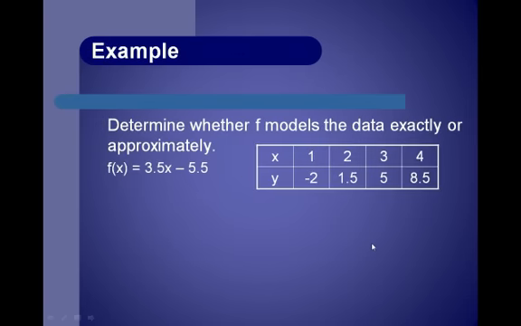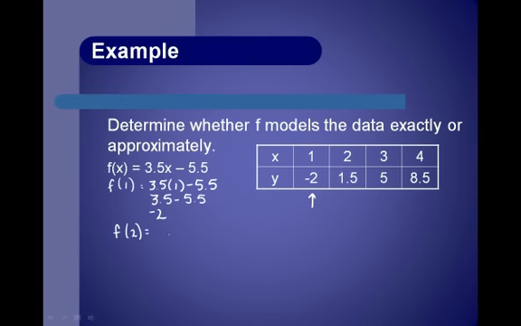Our example: determine whether f models the data exactly or approximately. Well, if they give us a formula function f and they give us data, the way you tell if it's exact or not is you take the x value and you plug it into the function and see if it gives you the answer. So if x is 1, we get f of 1 is equal to 3.5 times 1 minus 5.5, which is 3.5 minus 5.5, which gives us negative 2. That one worked out exactly.